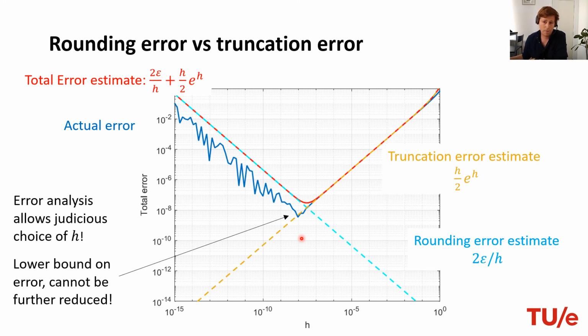Is that problematic? Well, that kind of depends on your application. If your application is very sensitive to these kinds of errors, it might be that you really want your total error to be of the order of 10 to the power minus 12. And then using the numerics that we applied in this example will really not cut it, and then you have to go for a different approach. So it's really quite important that you also see that there is a lower bound on the error and that it cannot be further reduced by simply selecting a different h.